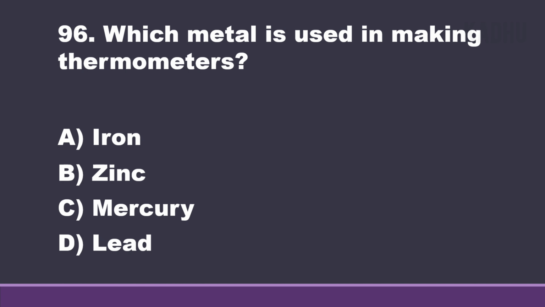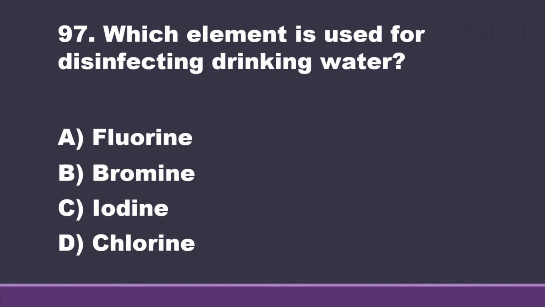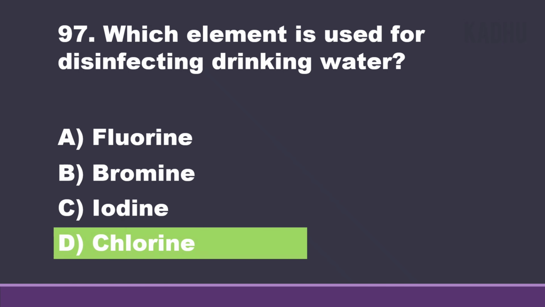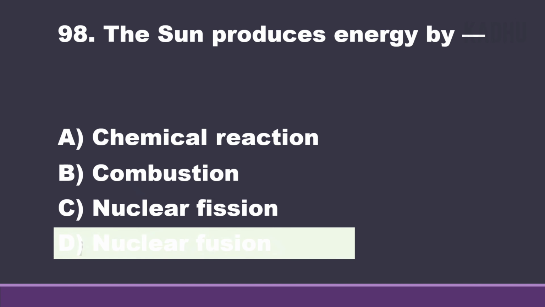Next question. Which metal is used in making thermometers? So option C, mercury, will be the correct answer for this question. Next question. Which element is used for disinfecting drinking water? So option D will be the correct answer. Chlorine. Next question. The sun produces energy by. Option D will be the correct answer. Nuclear fusion.